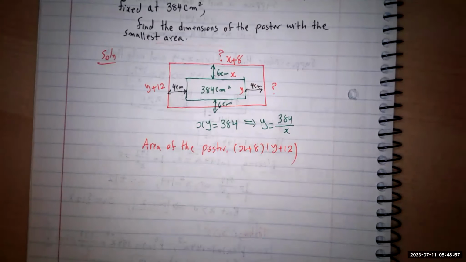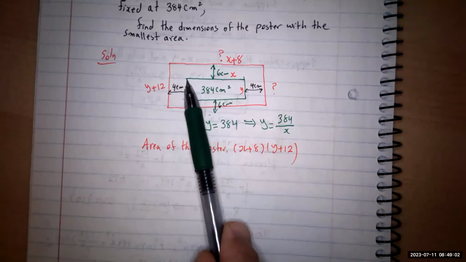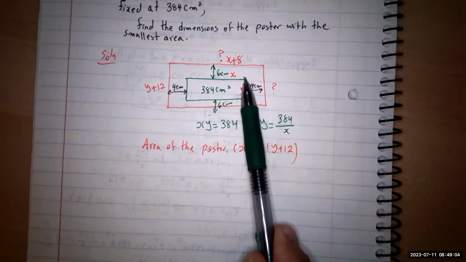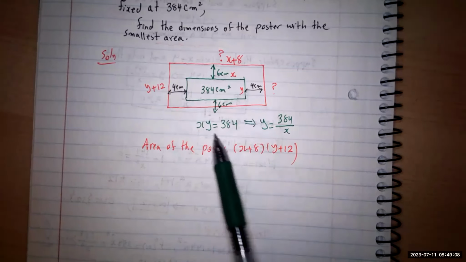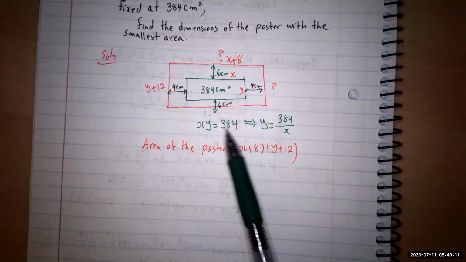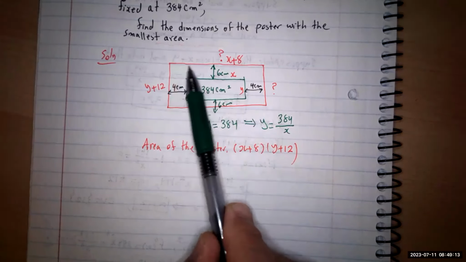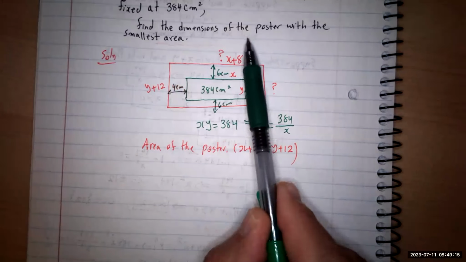Any question? Make sure you get it. Maybe do it. So we go from inside first. This green one is X. Okay, and this is going to be Y. Why? Because quickly we find out X times Y is 384. But your question is going to be the dimension of the poster.